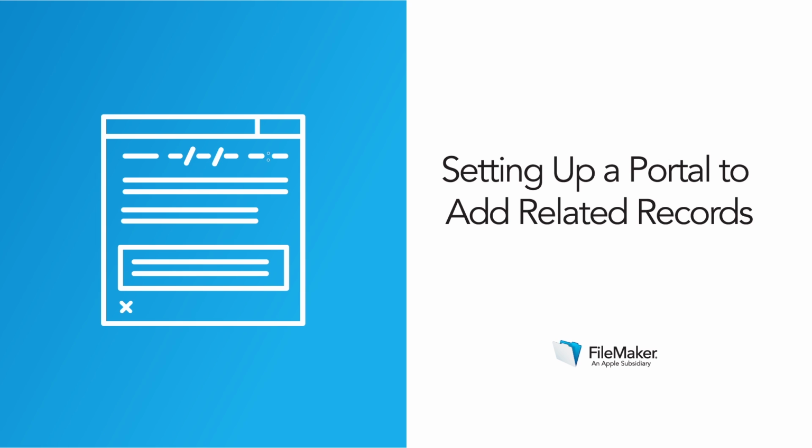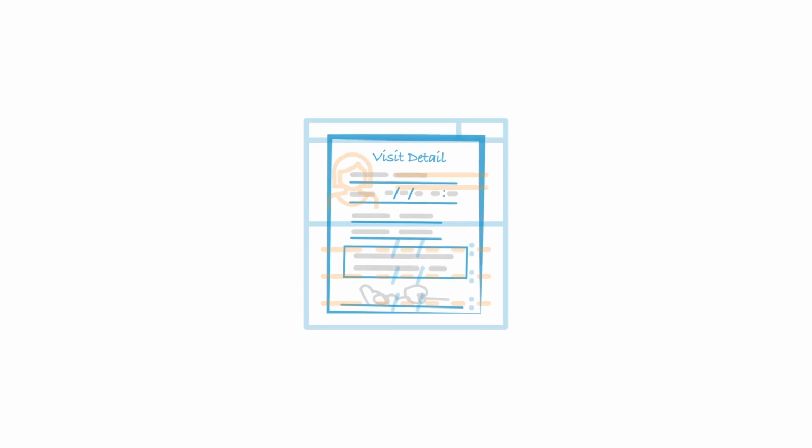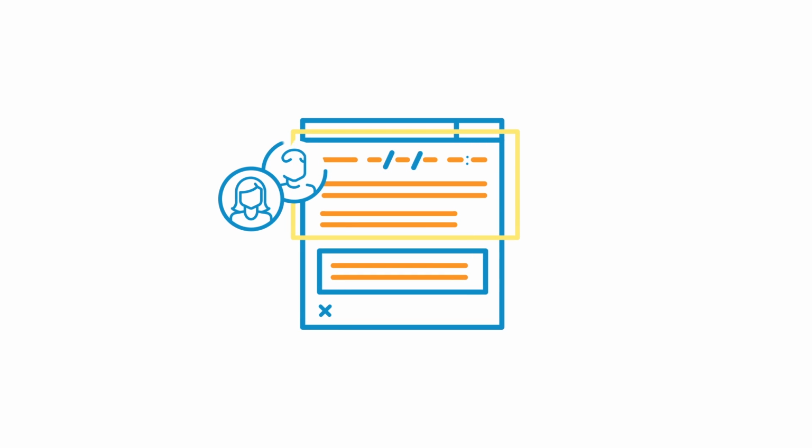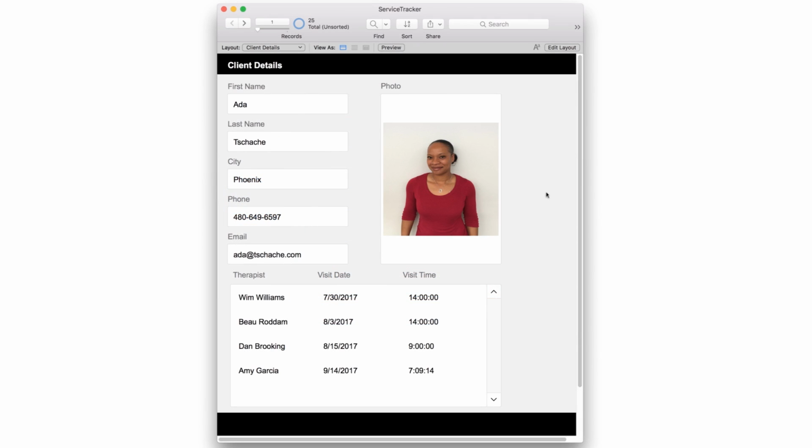Setting up a portal to add related records. In the previous video, you created a client detail layout. In this video, you'll create a visit detail layout where your users can see information about each visit as well as any services provided. First, you'll create a new layout.